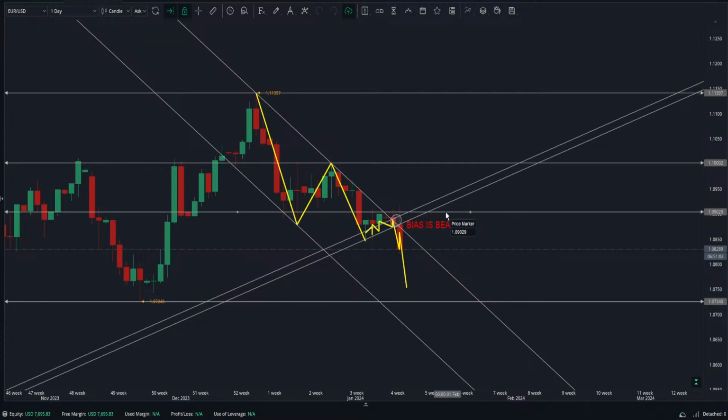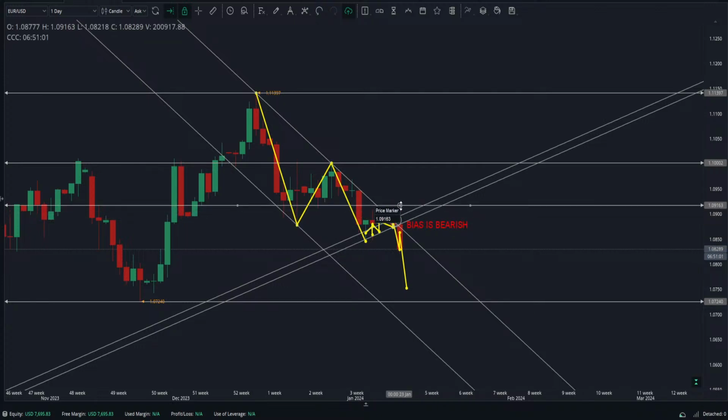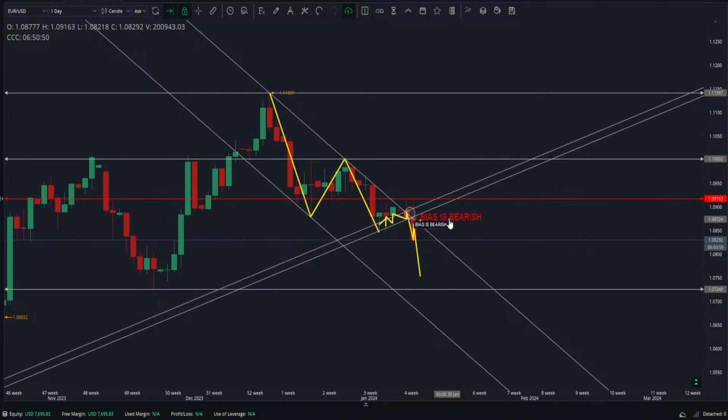Now this is not the resistance, but this is the resistance, 1.0916. Above this I will start buying this market. Okay, above this my bias will change, but below this the bias is bearish. You have to understand this part. Okay, now what is the next level of support? 1.0724.